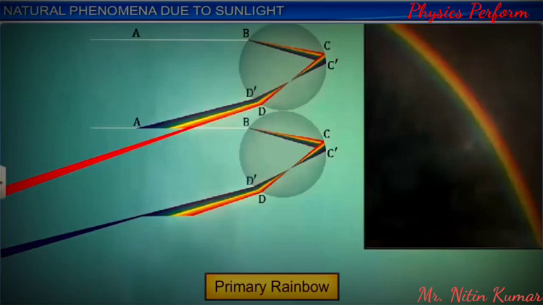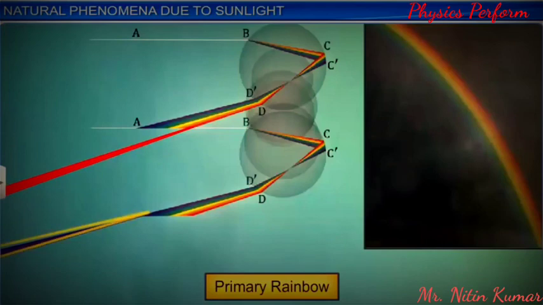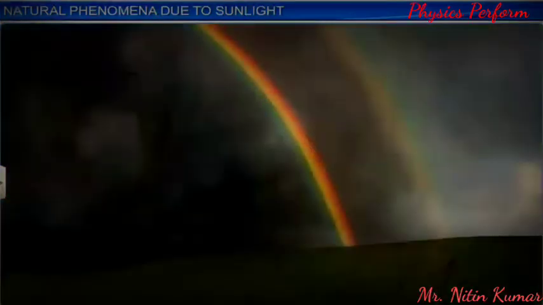Under favorable conditions, a broader but fainter rainbow may also be seen along with the primary rainbow. This is known as the secondary rainbow. While forming the secondary rainbow, the light rays undergo two internal reflections inside the water drop, and due to this, it is fainter than the primary rainbow.